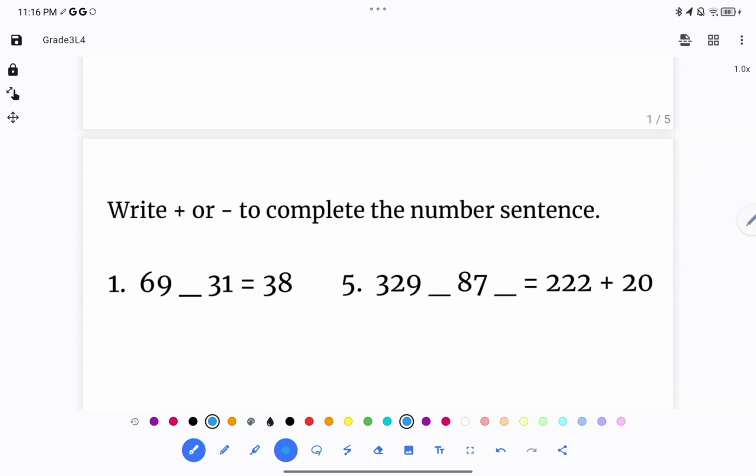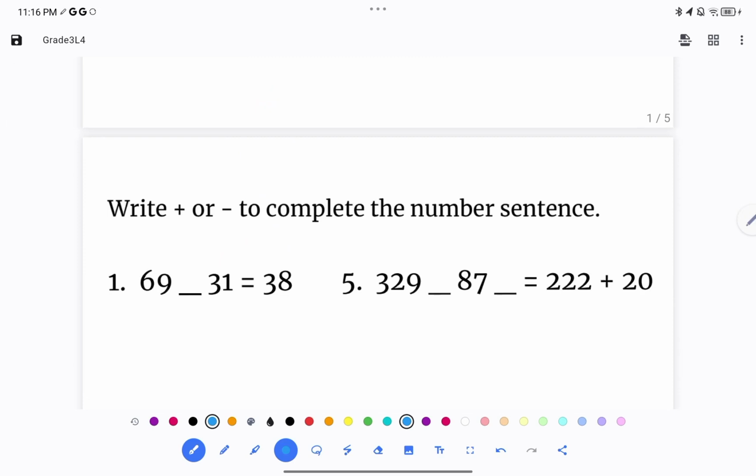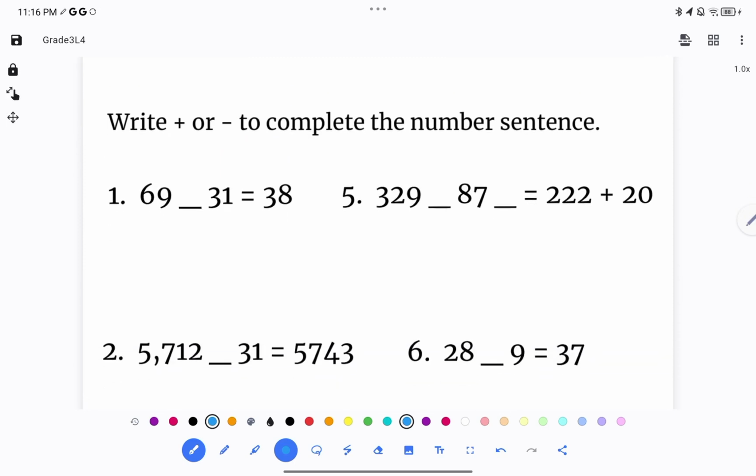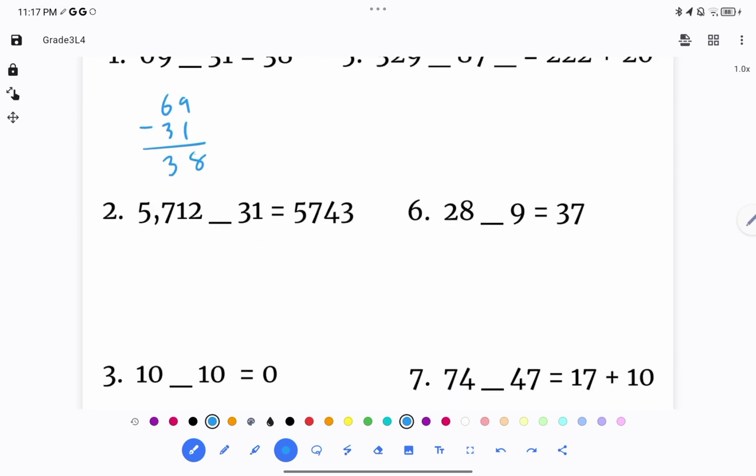Alright, plus or minus: complete the number sentence. So let's think about it. Would 69 plus 31 equal 38? Well, 60 plus 30 would equal 90, so it's more likely going to be a minus sign. And if we double check that really quickly, 69 minus 31, that's 8, that's a 3, so yeah, right. So it's a minus, we need to subtract.